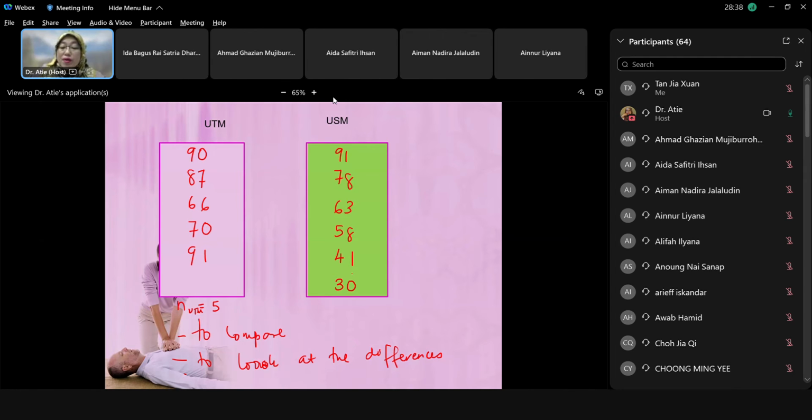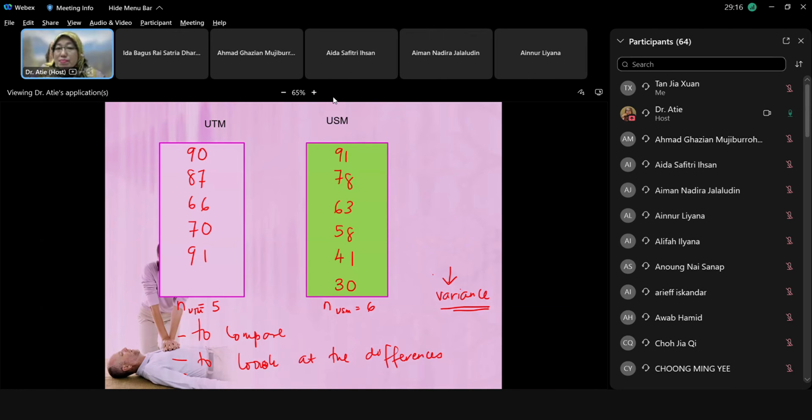So I have 2, 4, 6. So N for USM is equal to 6, right? So before we can do comparison between these two samples, or before we can do data analysis on these two samples, we need to look at something that we call variance. Okay, we need to look at the variance between these two groups.